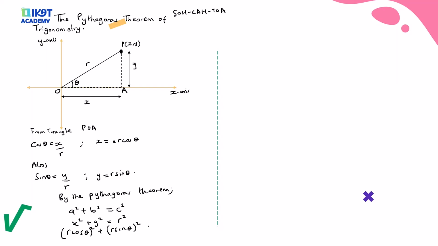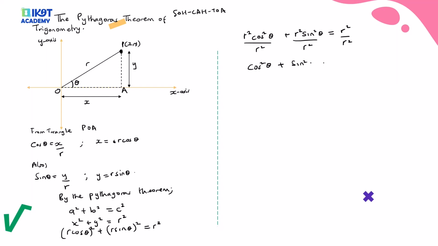So what do we have? We have r squared cos squared theta, because when you square a cos, you get cos squared theta, and when you square a sine, you get sine squared theta. So plus r squared sine squared theta is equal to r squared. Here we divide through by r squared. So what do we have? Cos squared theta plus sine squared theta is equal to 1.